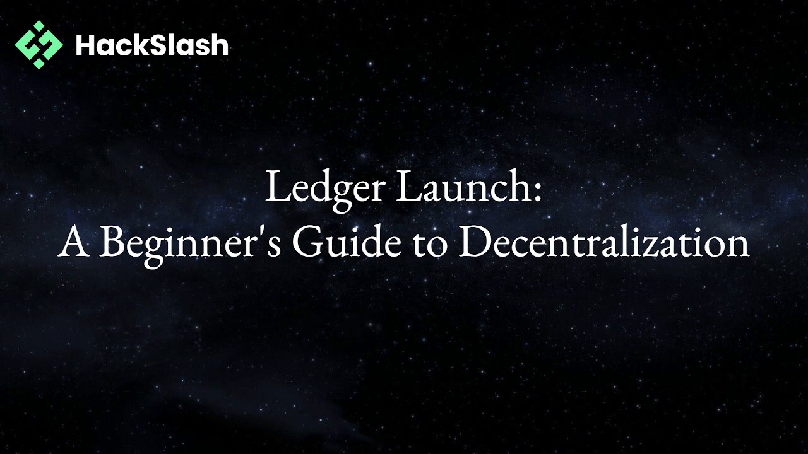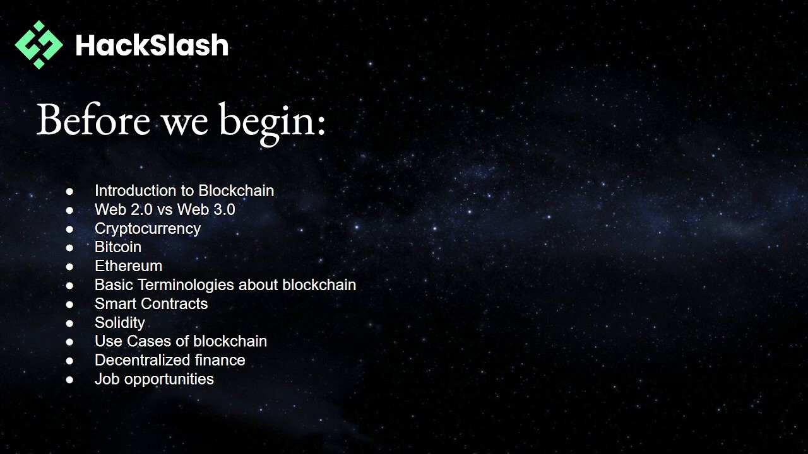Let's start. So, the name of the workshop is Leisure Launch. Before we begin, I would like to introduce you all to what we need to do and discuss in this workshop. First of all, we will be getting introduced to blockchain. Then I will tell you what's the difference between Web 2 and Web 3. We will discuss some more points about cryptocurrency. Then we will go deep inside cryptocurrency and discuss Bitcoin and Ethereum, and then some basic terminologies about blockchain. Then I will let you all know about smart contracts, and that's the coding part of blockchain development.